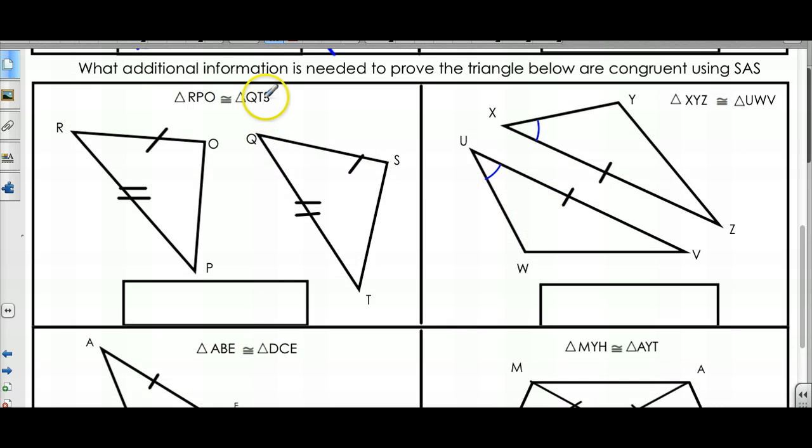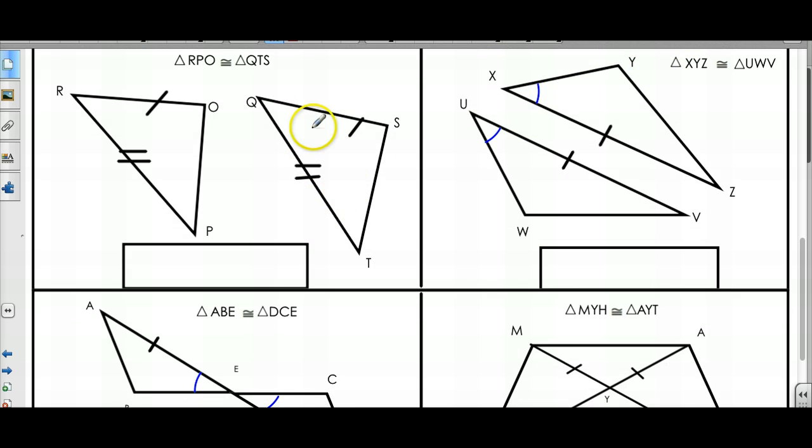All right, we're going to do the same thing, but we want to know what extra information is needed to prove that triangles below are congruent using side, angle, side. So just to remind you, the angle has to be between the two sides, okay? So in this case, I want to prove RPO is congruent to QTS, and I have two congruent sides, but I'm missing the angle. So for it to be side, angle, side, I need to put the angle in between. Now feel free to move ahead and do this by yourself, but if you want to watch, by all means, that's why I'm here. So in this case, I would need to know that angle R is congruent to angle Q to prove that these two are congruent using side, angle, side.